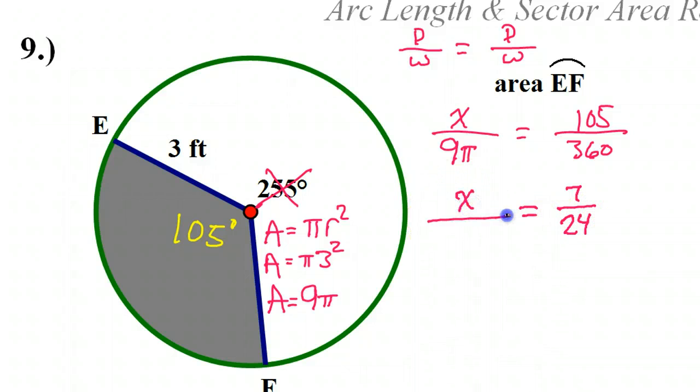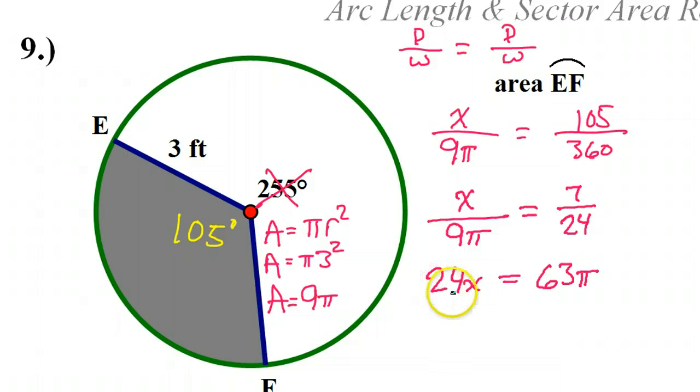Okay, so we have x over 9 pi. As I cross multiply, I'm going to have 24x along this diagonal. Now again, when I do this diagonal, I'm not going to multiply 7 times 9 pi with pi. I'm just going to do 7 times 9 and keep the pi on the side. So 7 times 9 is 63, so this is just going to make 63 pi. We don't need a calculator for that part.